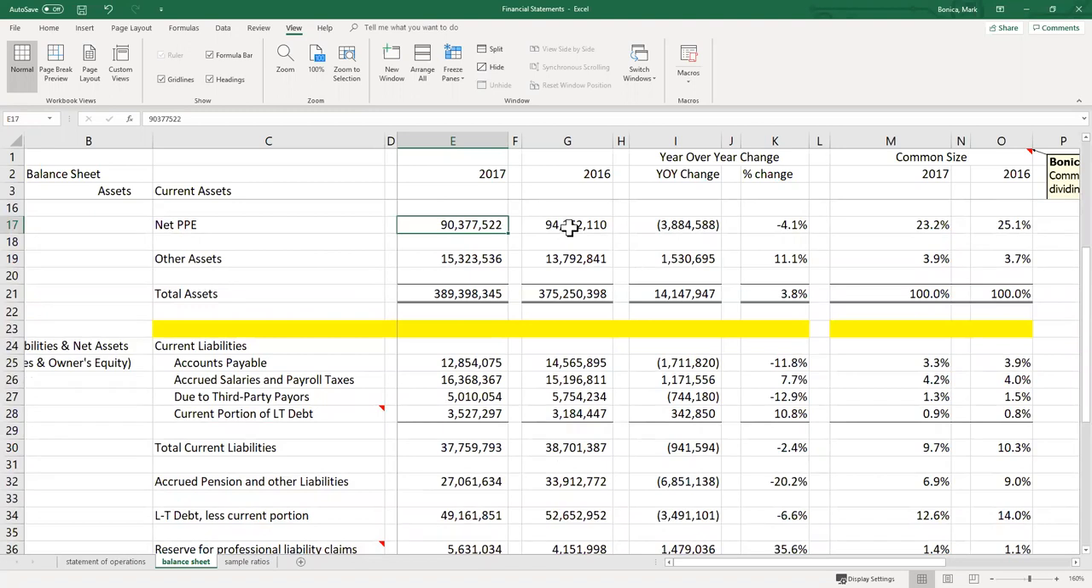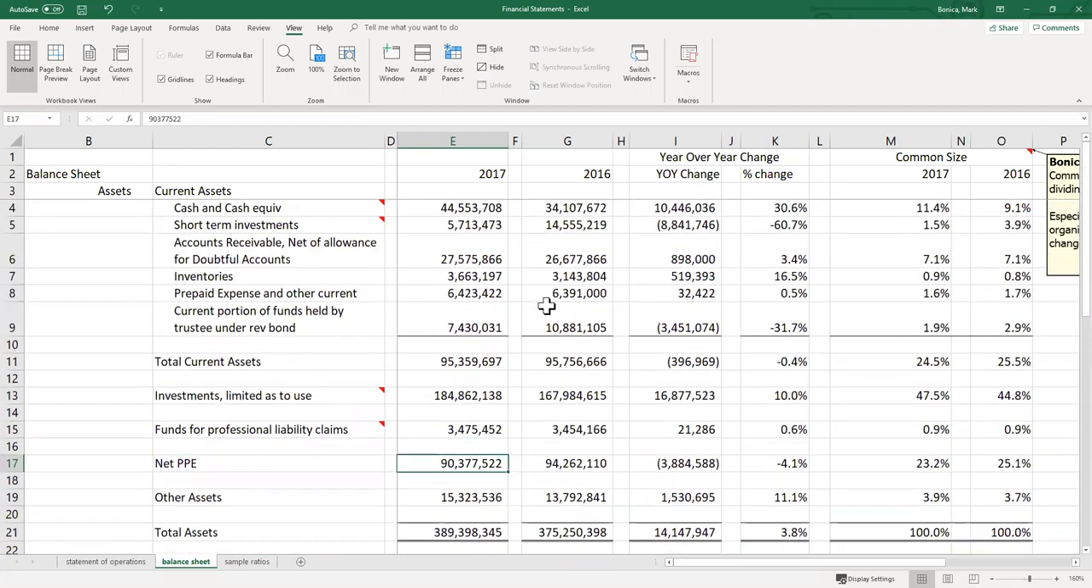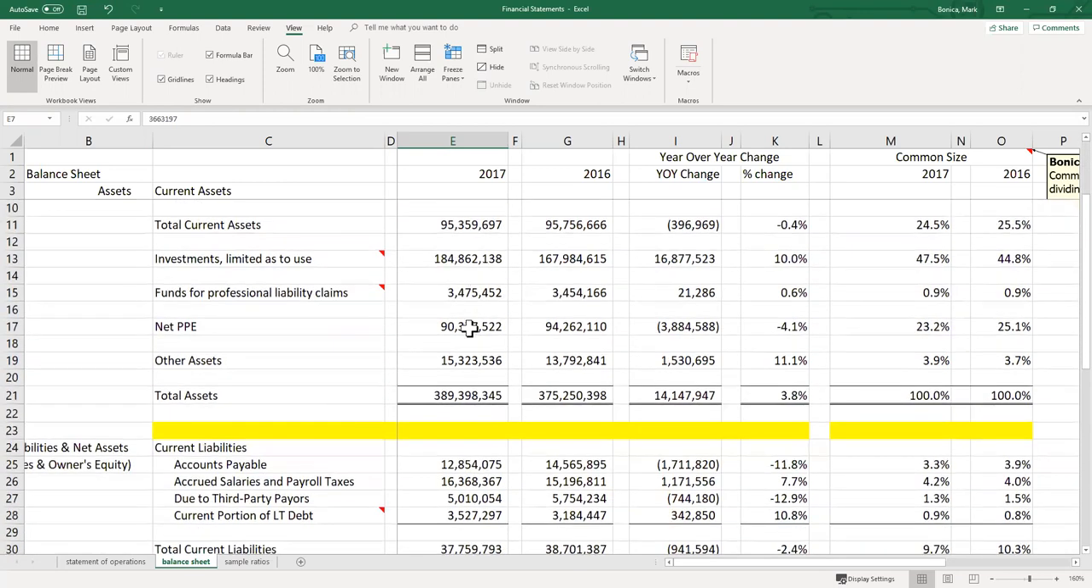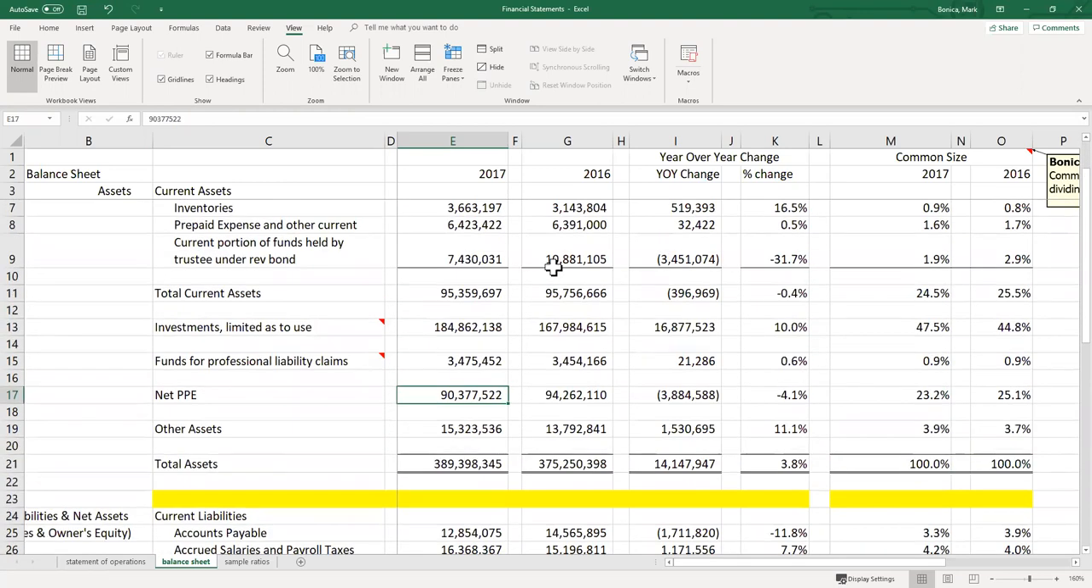Net PPE refers to net property, plant, and equipment. I talked about property, plant, and equipment when I did the statement of operations video. What this refers to here is the value of all the physical stuff that the organization has that has a life of more than 1 year. Up here in inventories, we have stuff that we're simply going to expense, like drugs, Band-Aids, and so forth. But there are things that the organization uses that it's not going to use up in the course of 1 year. Case in point is their building, right?